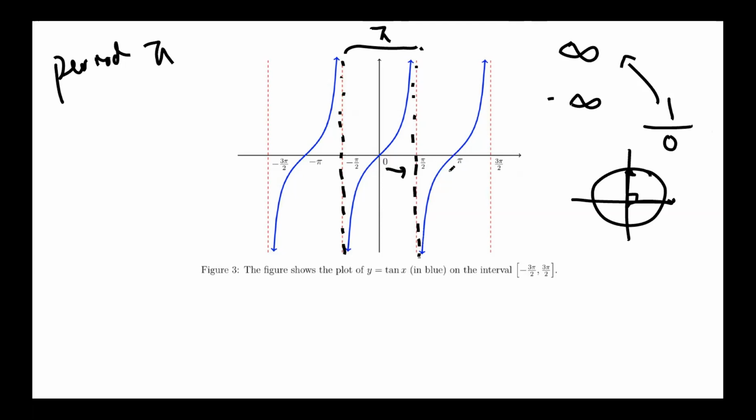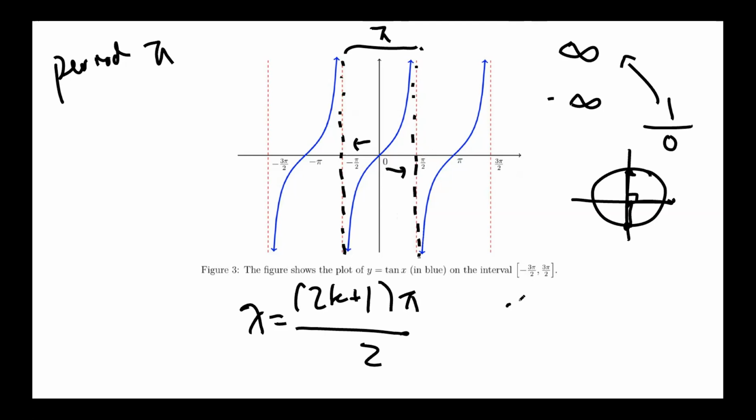And then same for the other direction. In this way, it's the same thing except we're on the opposite side of the x-axis. So these asymptotes will repeat periodically for all x equals (2k plus 1) over 2 times pi. So basically pi over 2 times all of the odd numbers, where k is an integer.